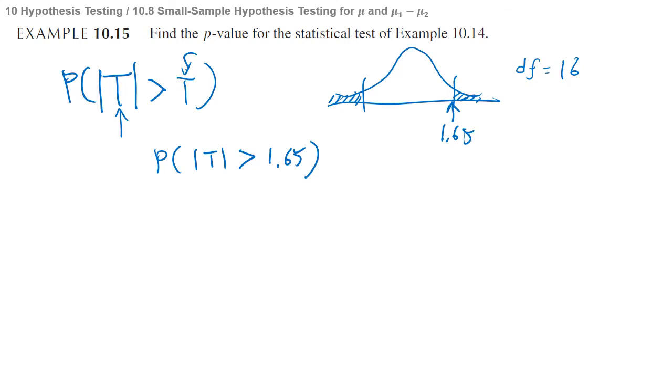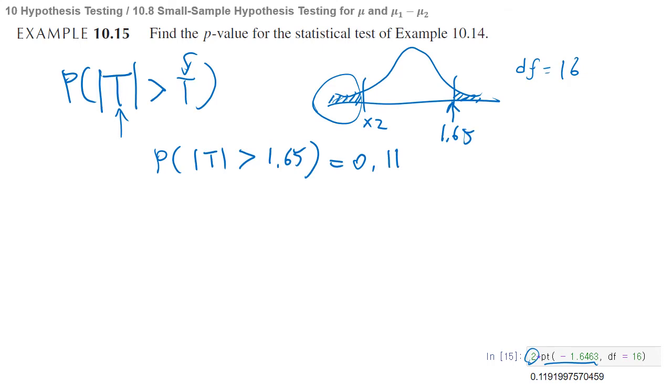This is what we want to find, and to do that we calculate one of these tail probabilities and multiply by 2, and that's this one. So we calculate the area of this one and then multiply by 2 to get the probability. So the p-value is 0.1192. This is our approximate p-value for this problem.